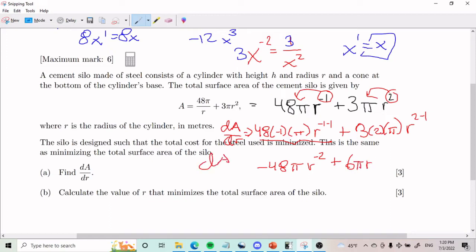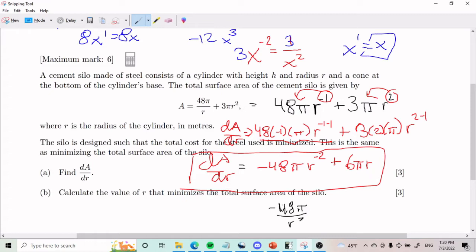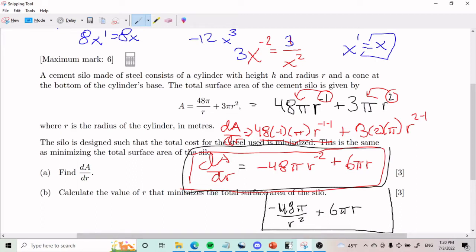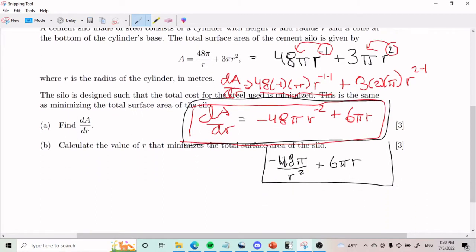This is literally part A. That's it. There's nothing else you can do. If you want to get mega fancy, or how the answer key has it, I think they put negative 48 pi, and then they put the r squared on the bottom. But that would just be rewriting your terms. I assure you, you have full credit just with leaving it as up here, as down here, it is the same idea. All right, so that's part A.